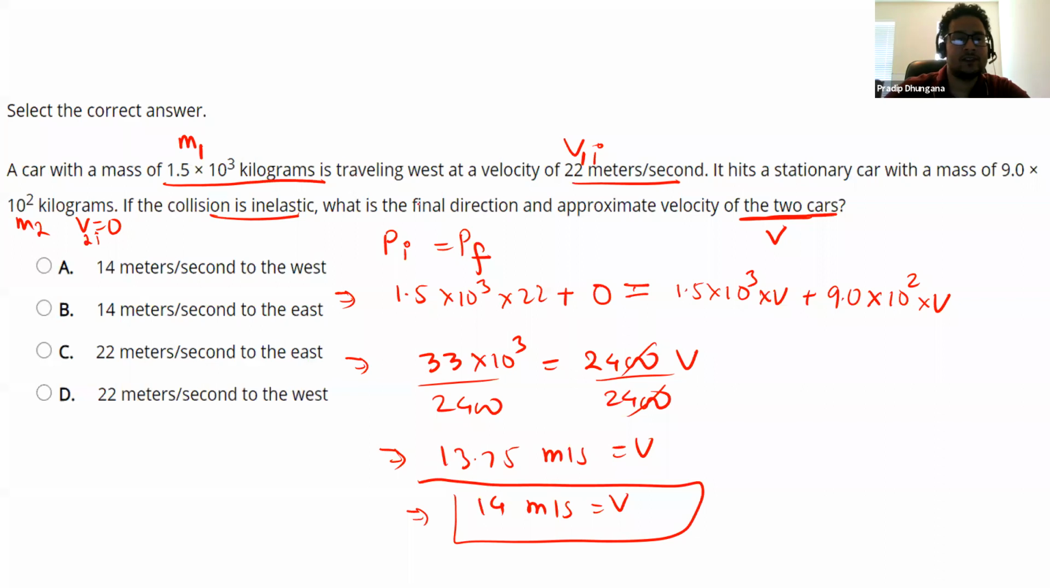And then direction, you can see here, a car of that mass is traveling west, and then it hits a stationary car of that mass. So that means the velocity of both of the cars after the collision should be towards west. That means the correct choice is A, 14 meters per second to the west.